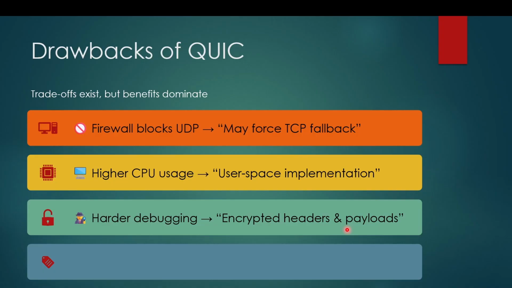Its user space implementation uses more CPU than TCP's kernel-based approach, and debugging is trickier due to encryption. Network admins often struggle to inspect QUIC traffic with tools like Wireshark, but still, evidently, QUIC's benefits make it a game changer for modern networks.